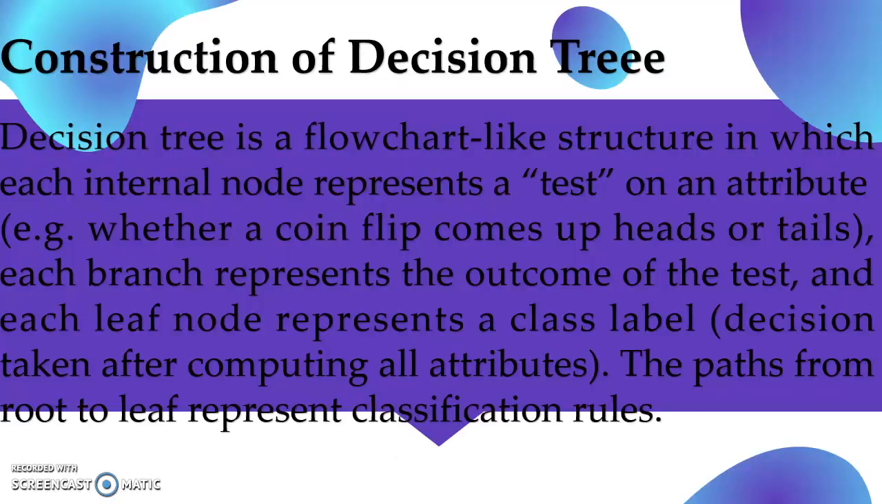Next, construction of decision tree. A tree can be learned by splitting the source into subsets based on an attribute value test. The process is repeated on each derived subset in a recursive manner called recursive partitioning. The recursion is completed when the subset at a node all has the same value of the target variable, or when splitting no longer adds value to the prediction.